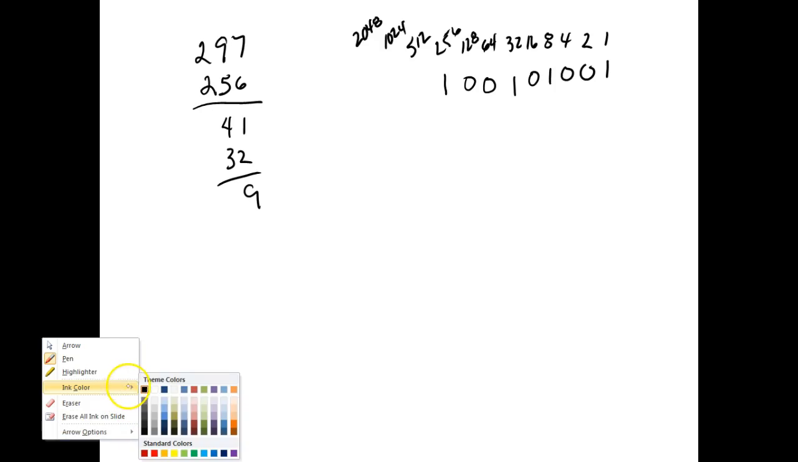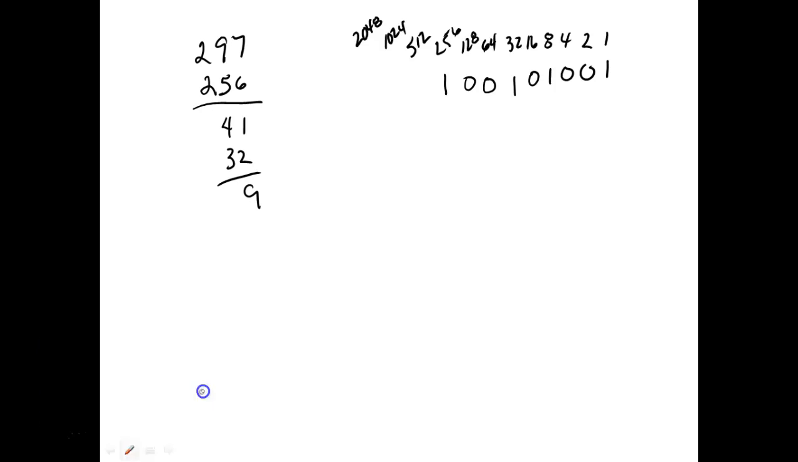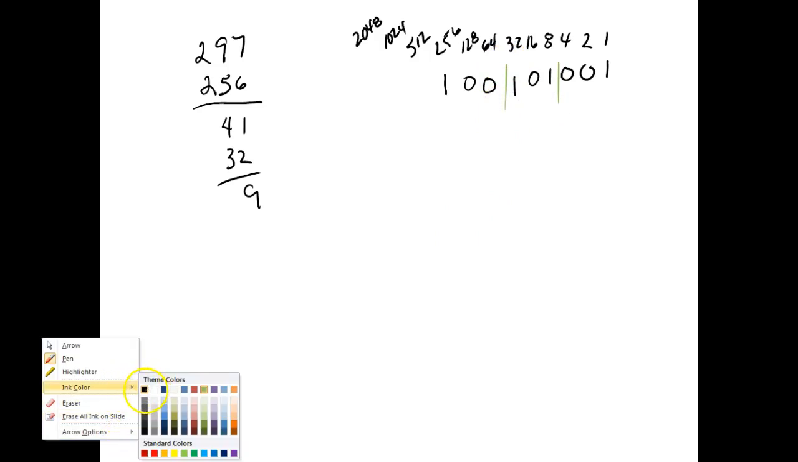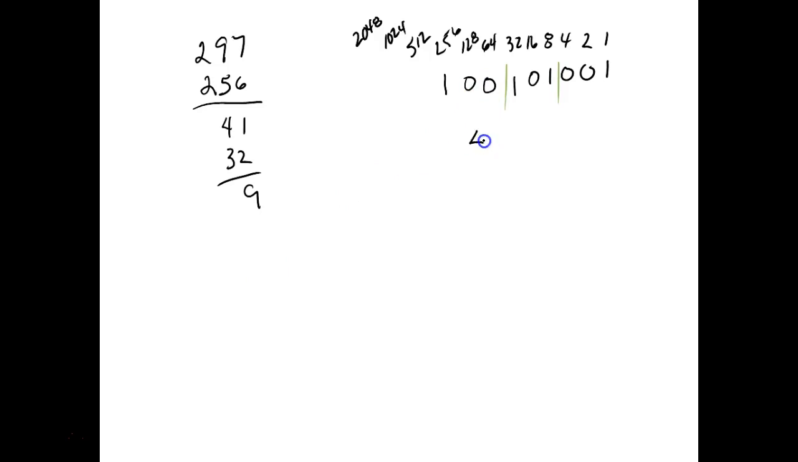So what I'm going to do now, I'm going to go to octal. I'm going to take this binary number and split it up into groups of 3s. And so this will be a 4, this will be a 5, this will be a 1. That's base 8. This is base 2. Everybody okay? Any problems?